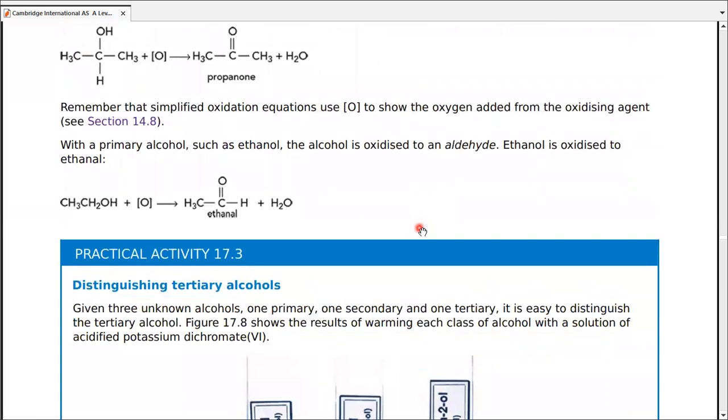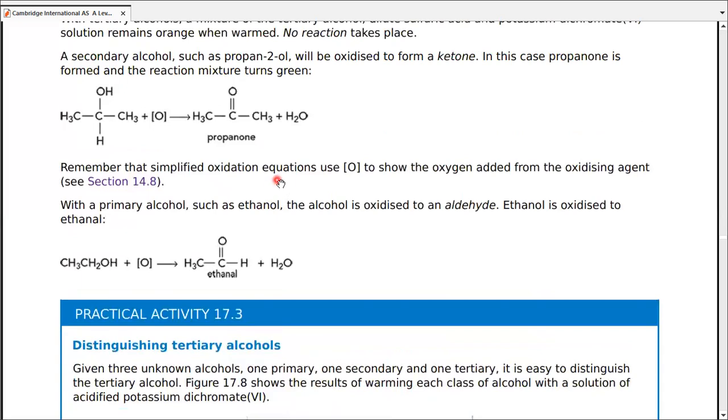The same thing would happen with primary alcohol, but this time the product would be an aldehyde, such as ethanol is oxidized to ethanal. Since we are familiar with these reactions, it shouldn't be a problem. We already know how this proceeds.